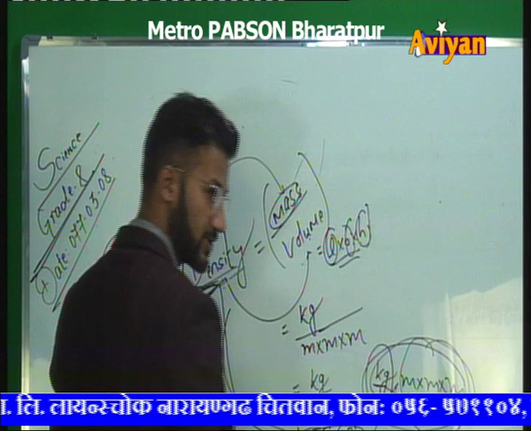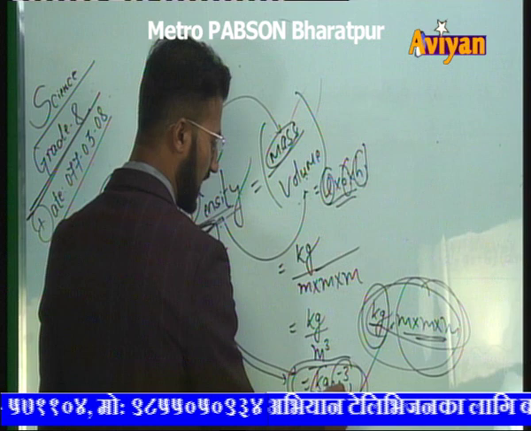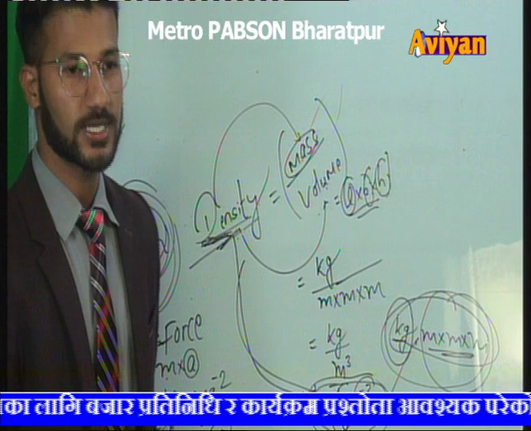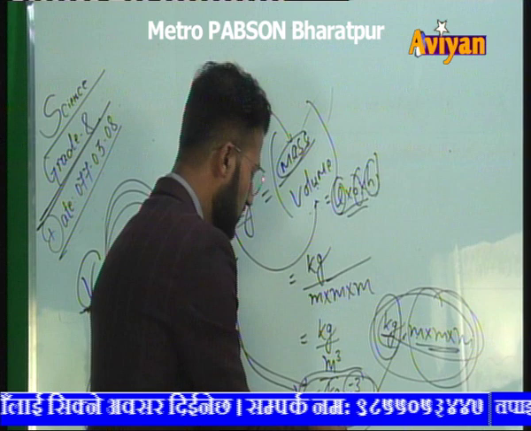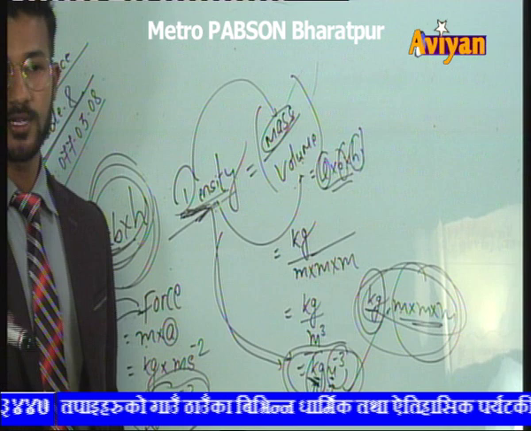You can see on the board also, the SI unit of density is kg per meter cube. It includes the fundamental unit kg and three times the fundamental unit meter. If you say how many fundamental units are involved, then you must say there are four fundamental units involved: 1, 2, 3, 4. But how many types, if you have to explain, then it is two types. Only two types of fundamental units are involved in the SI unit of density. Anyway, it forms a derived unit.